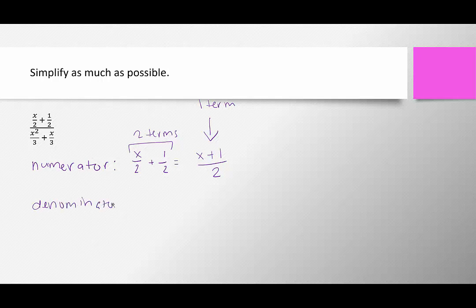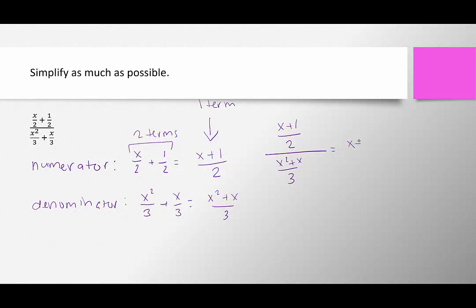In the denominator, we have x squared over 3 plus x over 3. The good news for us is that we already have a common denominator. We can write this as the single term x squared plus x divided by 3. Now we can put it all back together, and just for a minute, bear with me with the really scary complex fraction, but we're immediately going to rewrite it, don't worry. So we have x plus 1 over 2 over x squared plus x over 3. Now that it's written as single term over single term, we can use the division, or rewrite it with the little division symbol.